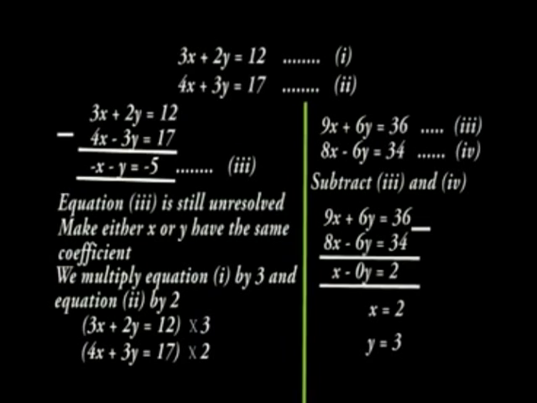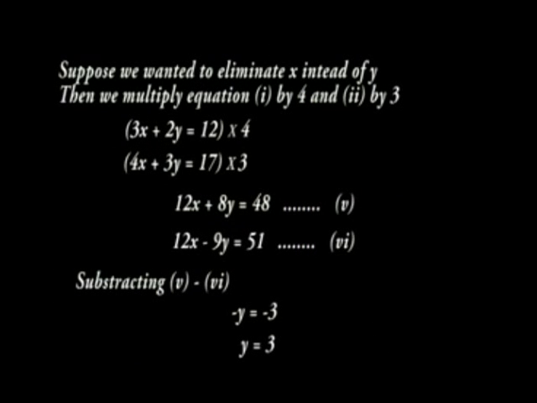Suppose we wanted to eliminate x instead. We then multiply equation 1 by 4 and equation 2 by 3. We have 12x plus 8y equals 48, 12x plus 9y equals 51. Subtracting equation 5 from equation 6, we have y equals 3.